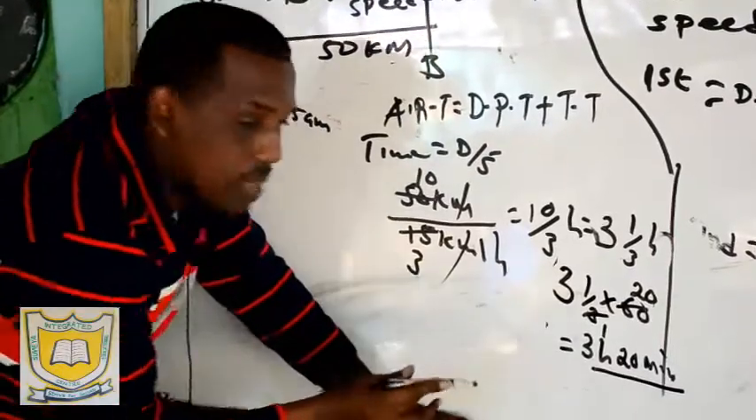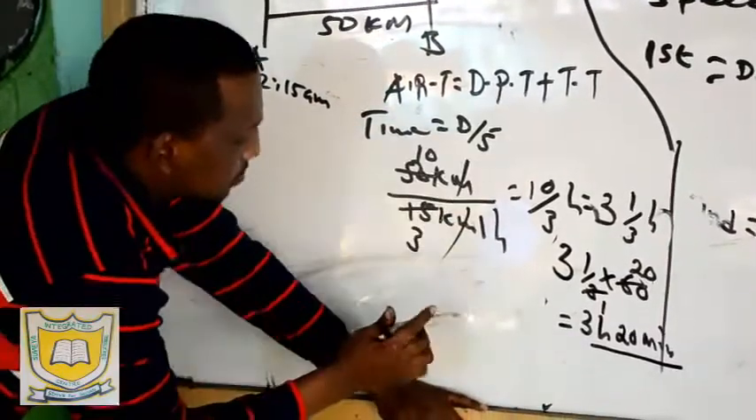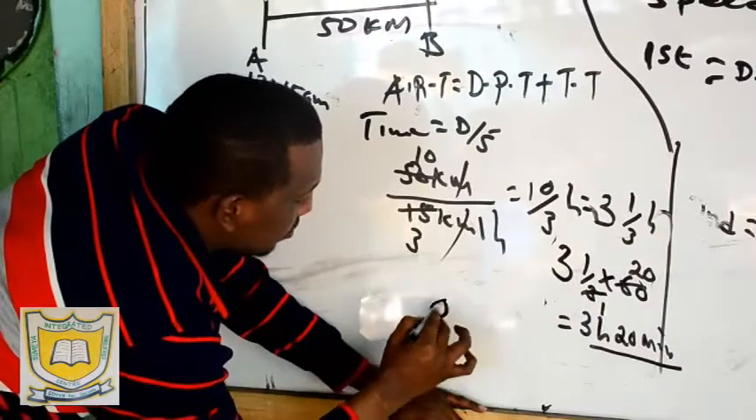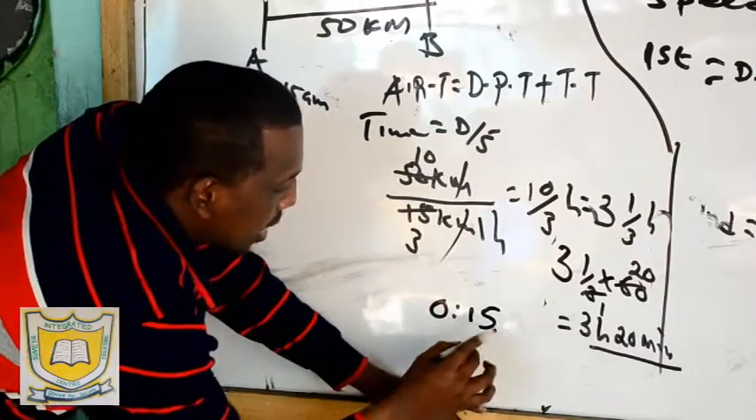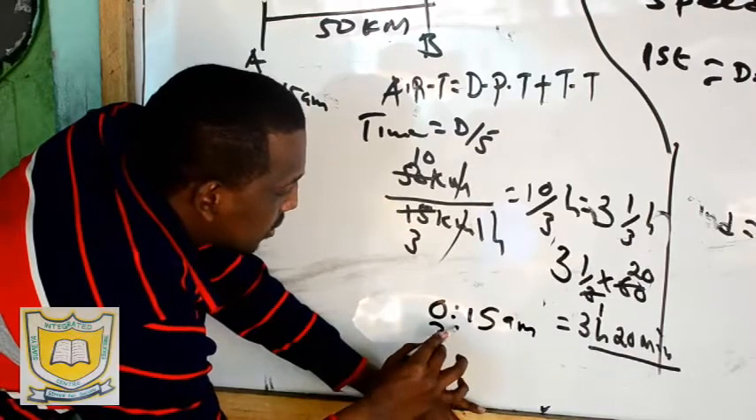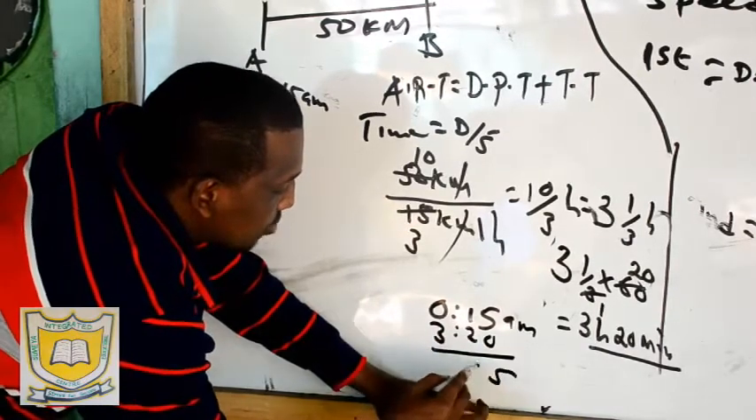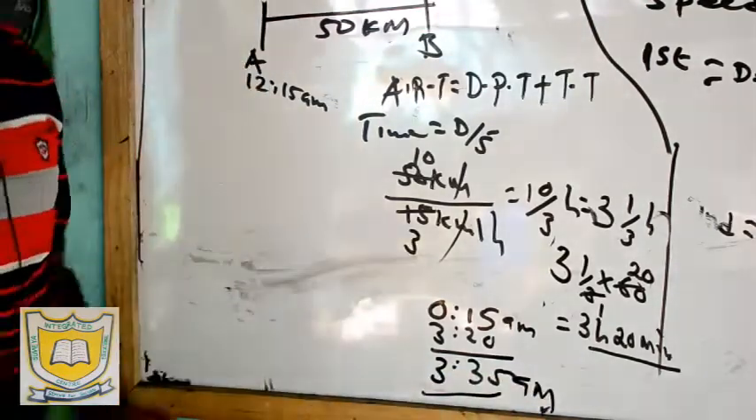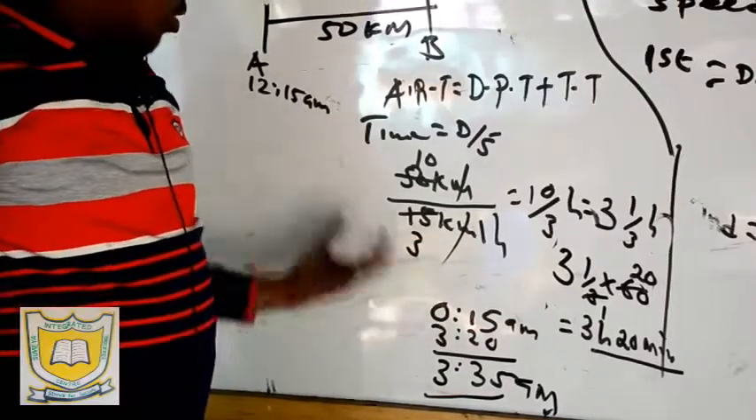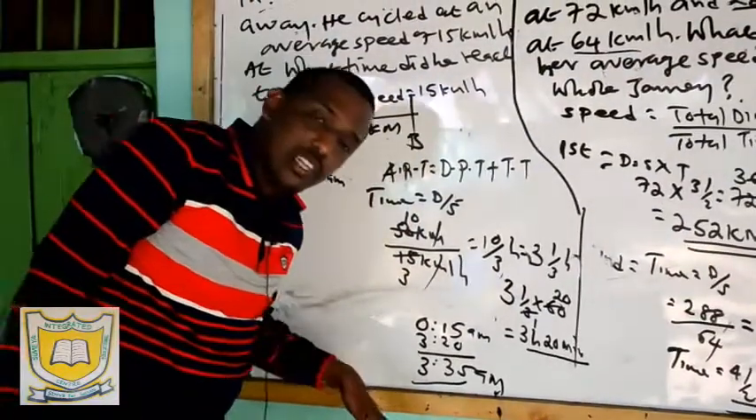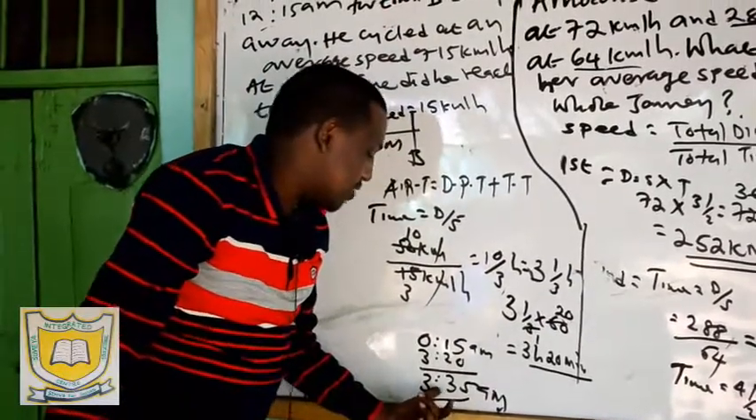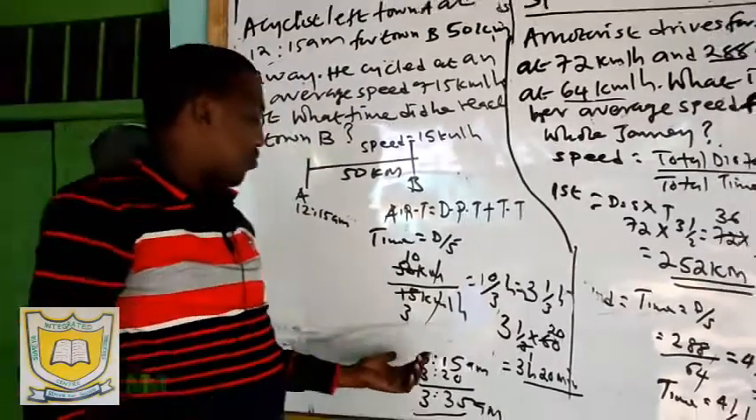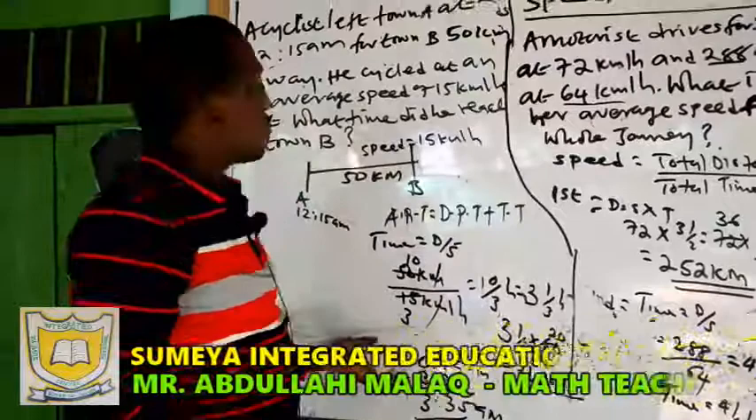They're asking now for arrival time. Arrival time is equal to departure time. Departure time is 00:15. Midnight is 00:15, so 0:15 a.m. plus 3 hours and 20 minutes gives 3:35 a.m. Or you can say 12 plus 3, you'll get 15:35, minus 12 hours, you'll get 3:35 a.m. So if you are at 12 midnight, that's a.m., it is 00 or 0:15 a.m.